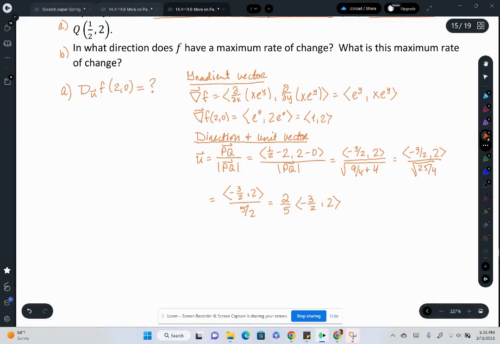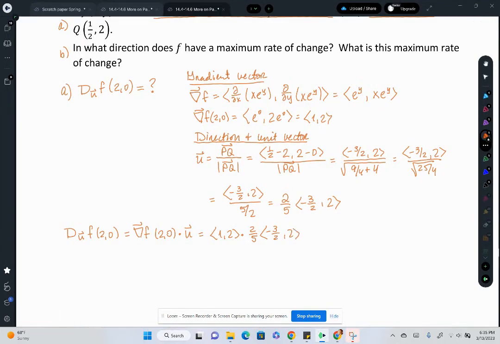Okay, so we should be able to take this and dot product it with our gradient vector and come up with our directional derivative. So the directional derivative in the direction of u of f of (2, 0) is equal to the gradient vector at (2, 0) dotted with the unit vector. And so here's what we get. We have (1, 2) dotted with 2/5 times the vector (-3/2, 2). Now, of course, the 2/5 can come out in front. So I'll pull that out in front. And then I'll do my dot product.